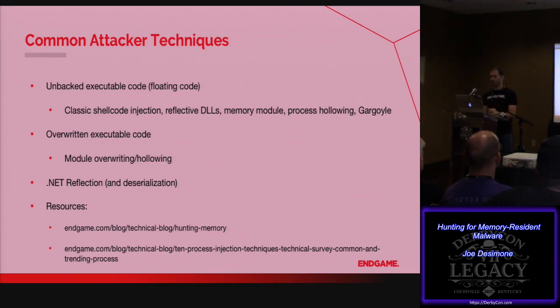These are what I would all classify as floating code. That includes reflective DLL injection, memory module, some process hollowing, it just depends, and even Gargoyle ROP-style techniques will at some point have floating code executing, typically. So that's one bucket, and you would approach detecting that in its own way. The next bucket is overwritten executable code.